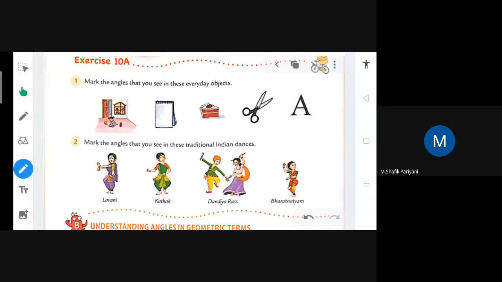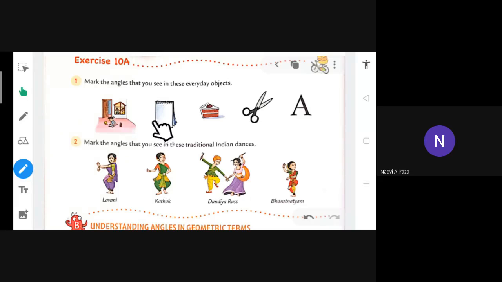No, you have to watch the video. You can do it only from the video, not directly from the PDF. Ma'am, in the second question, how do we find the corners? Let me finish question 1 first. So in this question, mark the angles that you see in these objects. Those objects I have also seen, and a scissor was also there. You already know what a corner is, when two sides meet. So here you can see in this diary, this line and this line.